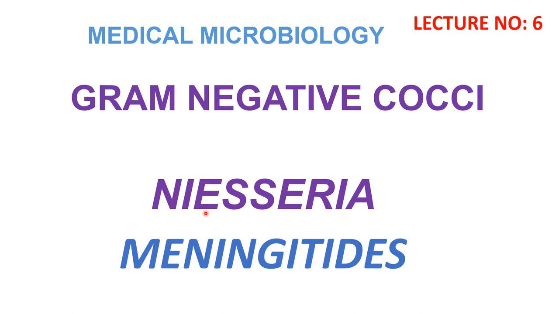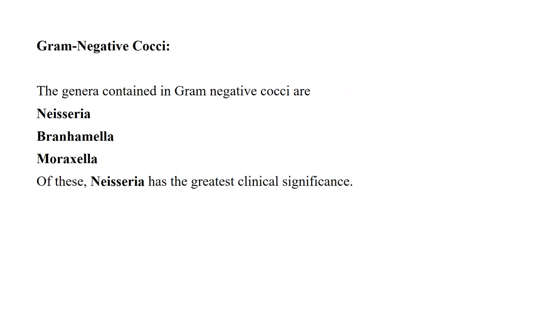One is Neisseria meningitidis that will be discussed in this lecture, and another is Neisseria gonorrhea that will be discussed in a later lecture. The genera contained in gram-negative cocci are Neisseria, Branhamella, Moraxella. Amongst these three genera, Neisseria has the greatest clinical significance.